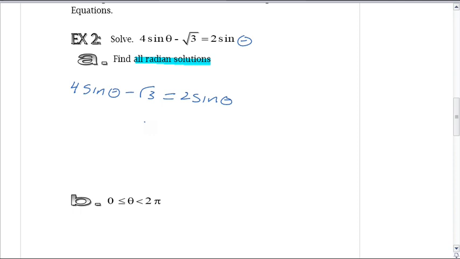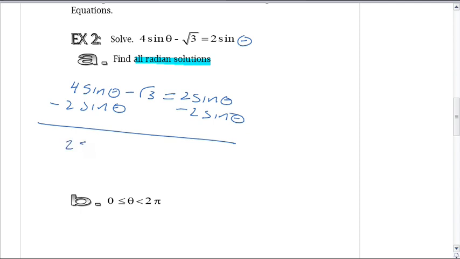And what I'm going to do here is try to get all the sines together, and get all the numbers on the other side. If I subtract 2 sine theta from both sides, I end up getting 2 sine theta minus radical 3 is equal to 0. It's very similar to solving for x. I'm going to add radical 3 to both sides.